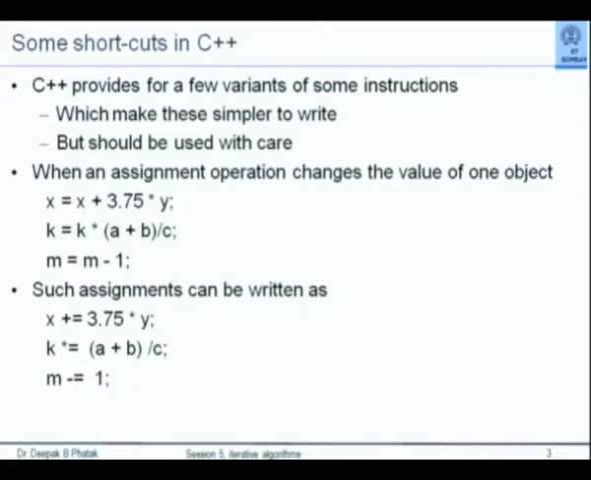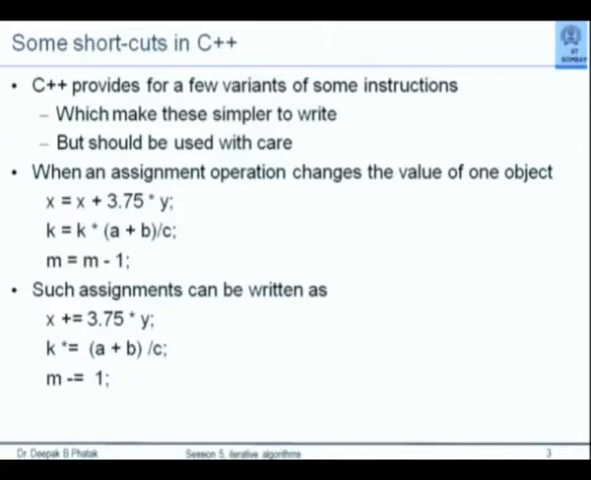X is equal to X plus something. K is equal to K multiplied by something. M is equal to M minus 1. So observe that in each of these statements, whatever is appearing on the left-hand side, its value is being modified, either by multiplying it with something or by adding something to it or by subtracting something.